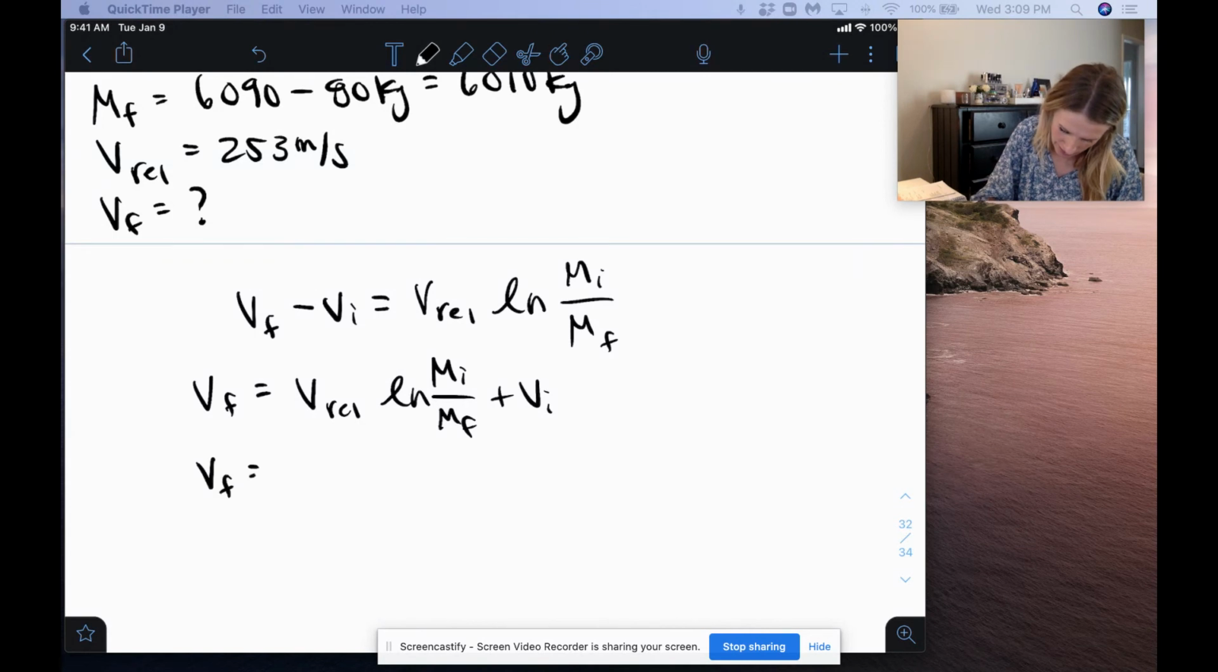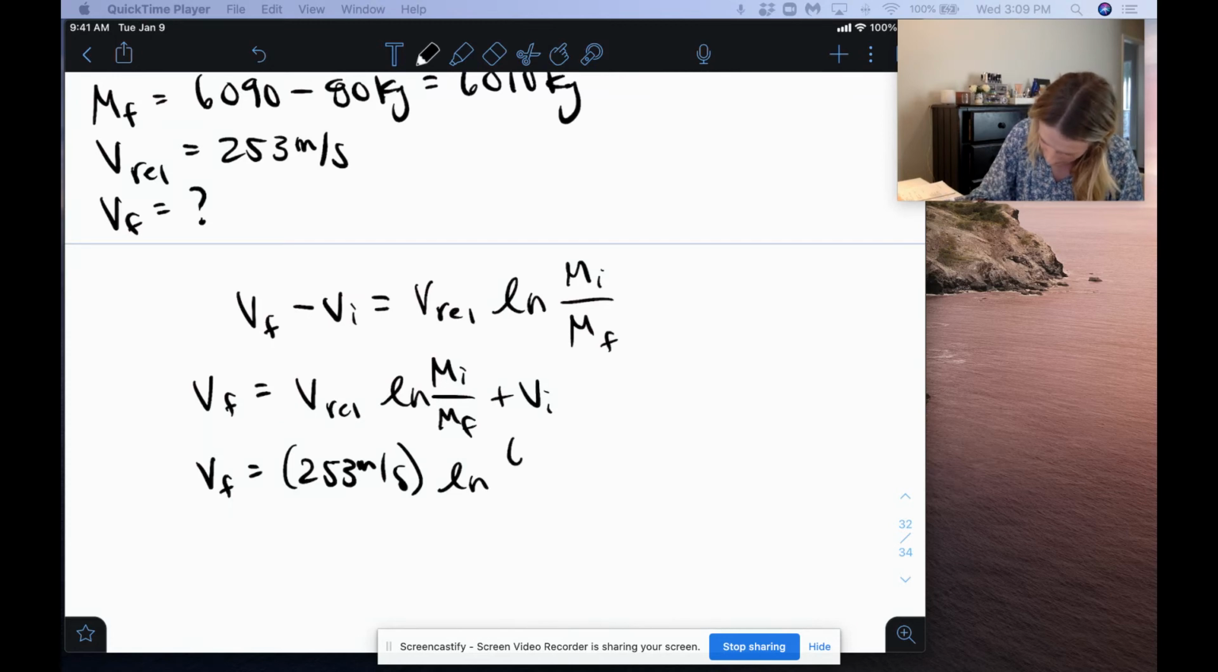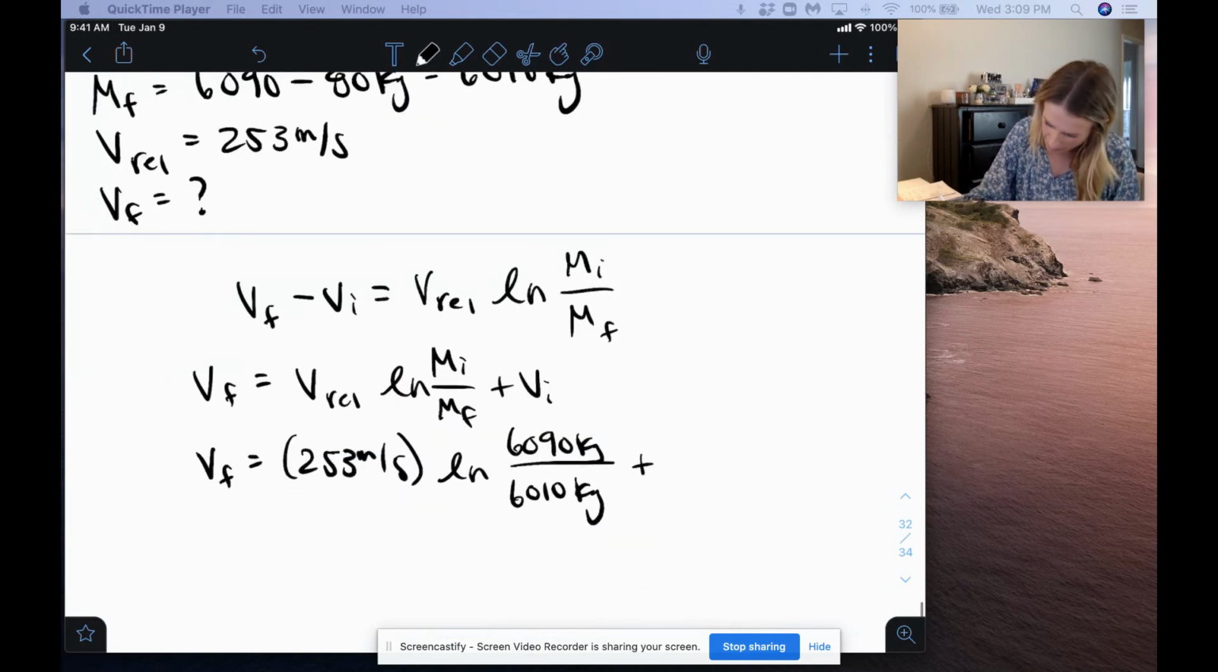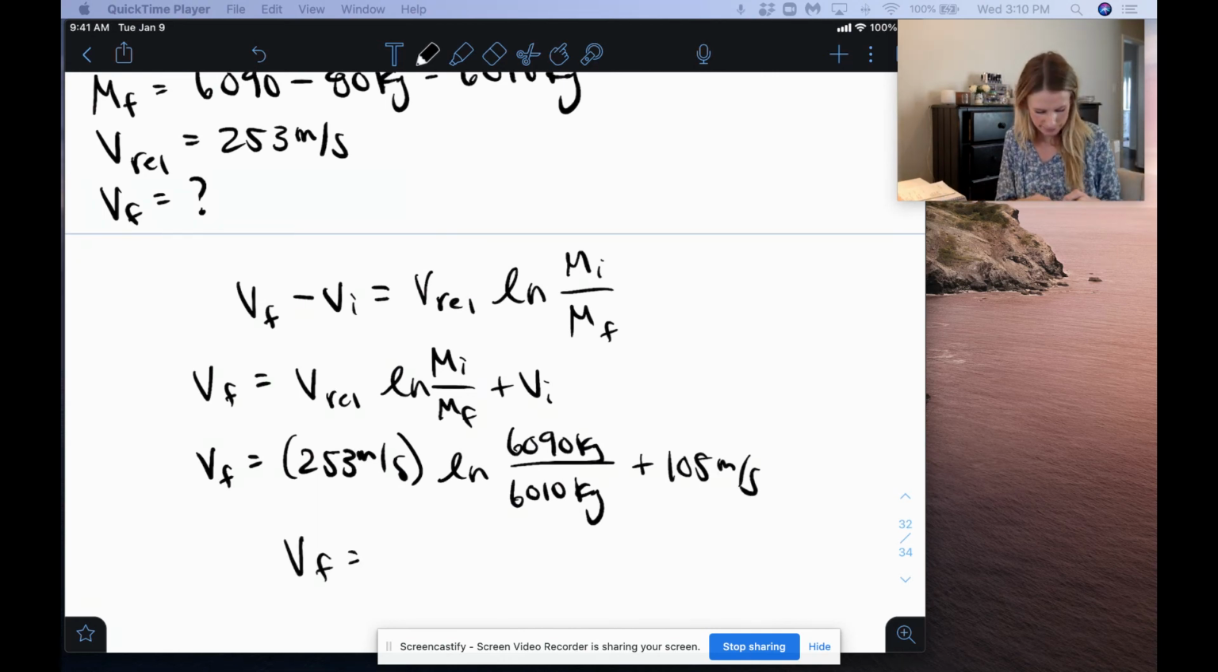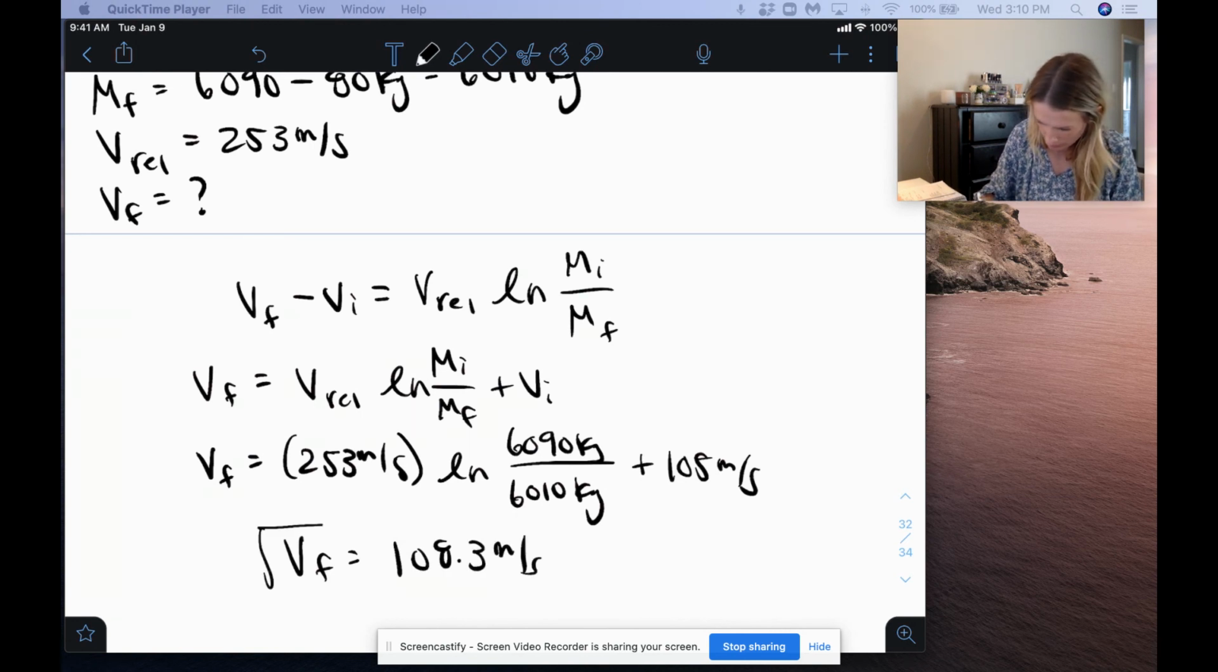And then plugging in numbers here, we get 253 meters per second times the natural log of 6,090 kilograms divided by 6,010 kilograms, plus the initial velocity, which was 105 meters per second. We end up getting 108.3 meters per second for our answer.